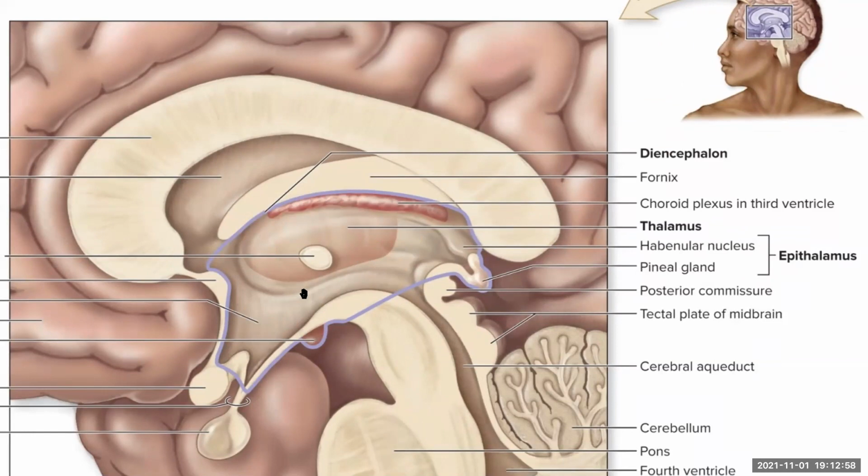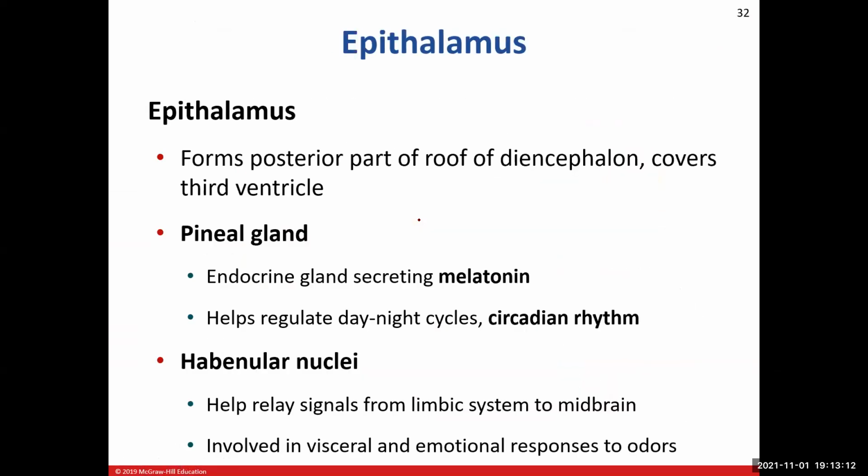So we're going to start off and talk about the epithalamus. The epithalamus makes up this posterior portion or the roof here of the third ventricle. There's two parts to it, the pineal gland and the habenular nuclei. The pineal gland is an endocrine gland. That means it's a gland that does not have a duct. So it has to release its secretion into the interstitial fluid or directly into the bloodstream.